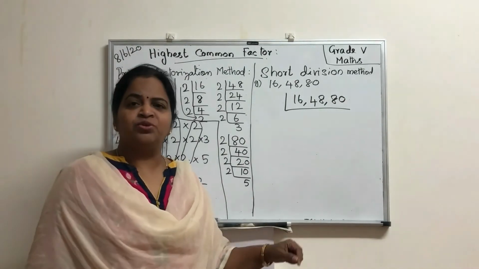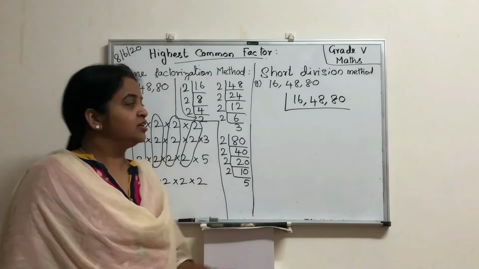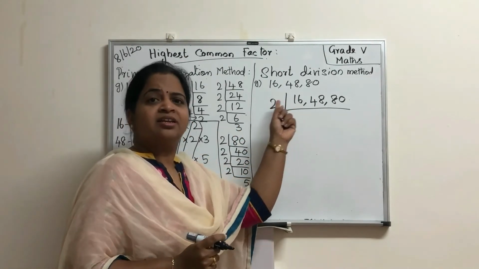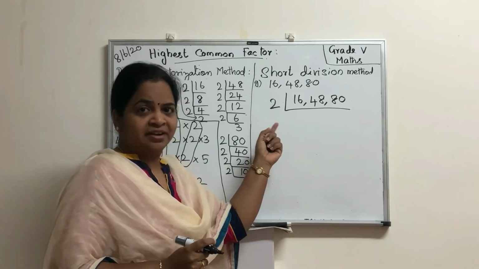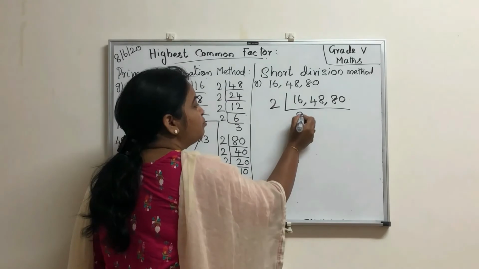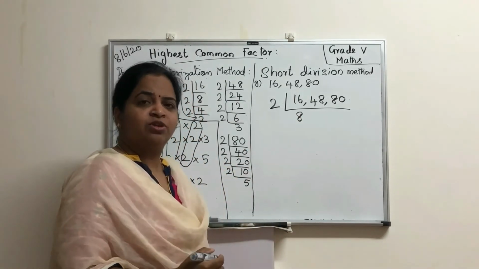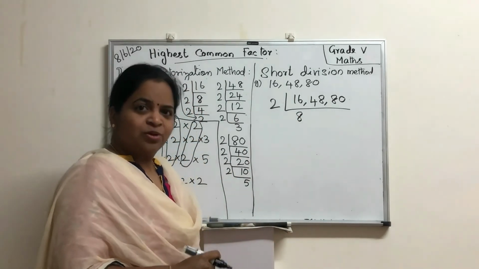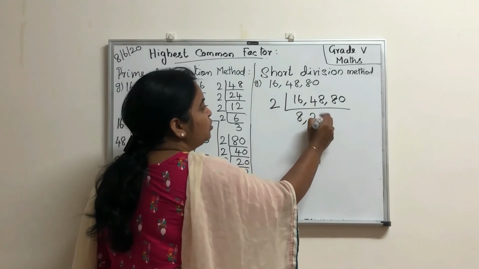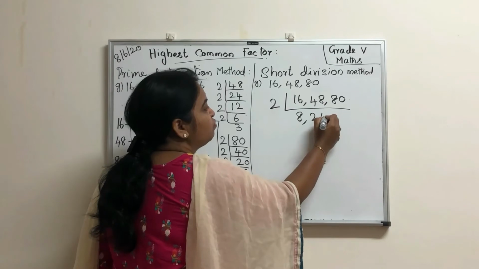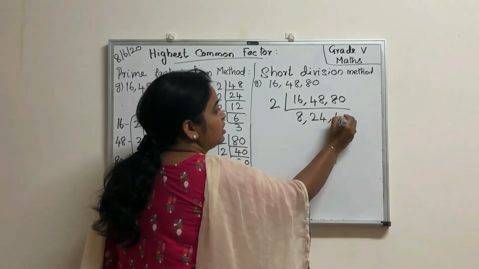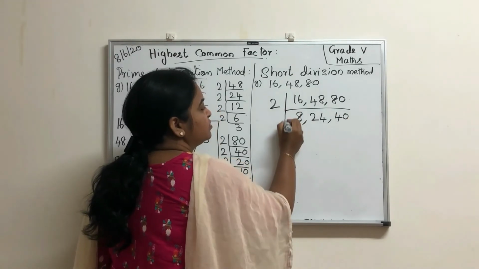Now we will do with short division method. Okay. Divide with 2. 16 divided by 2 is 8, right? 8 2s are 16. You should know the multiplication table thoroughly. Then only you can do this easily. Okay. Then here 2 divided by 2 is 2. 8 divided by 2 is 4. Here 80 divided by 2 is 40.